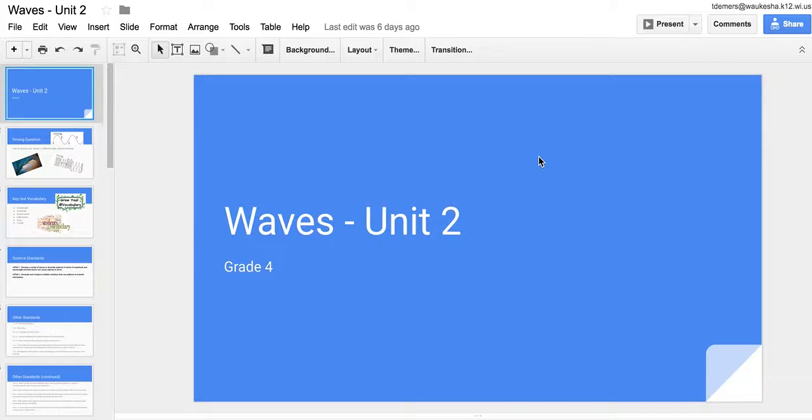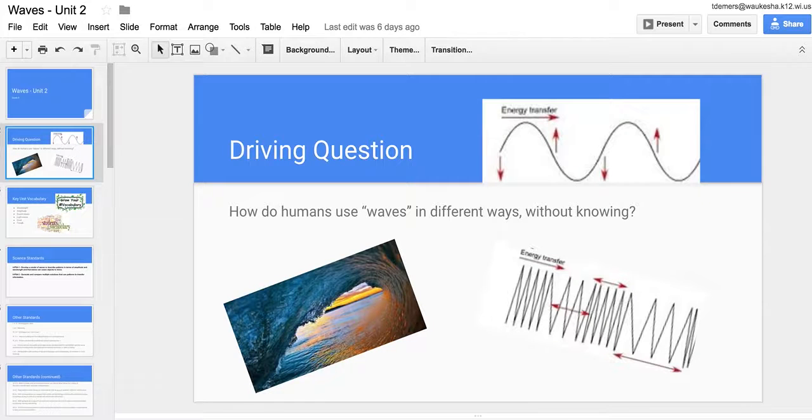Welcome to Unit 2 for 4th graders. This unit is going to be about waves and how they interact with our daily lives. The first thing you might think of is going to be water waves, but there are many different ways in which waves impact our lives, much more than waves that happen in an ocean or a lake. Your driving question for this unit is, how do humans use waves in different ways without knowing?